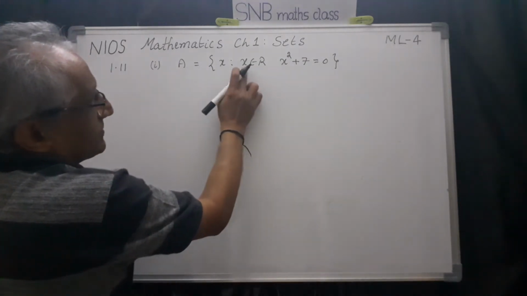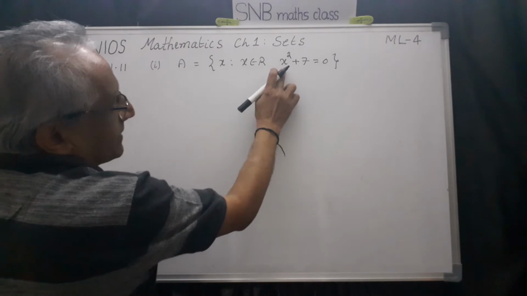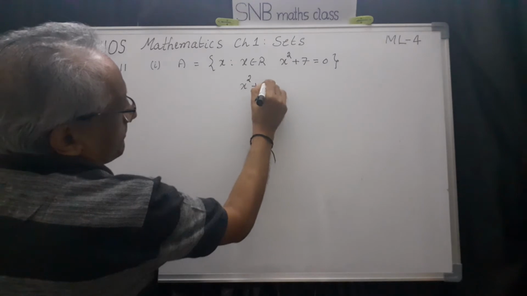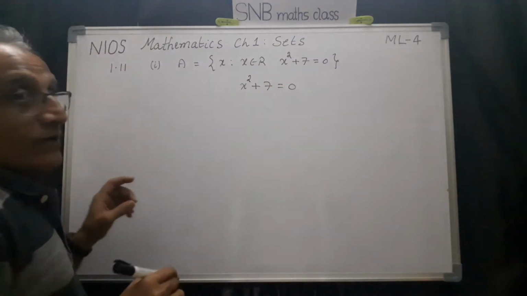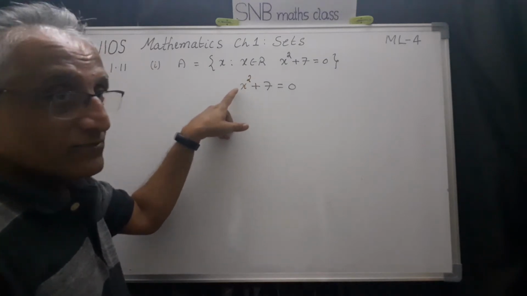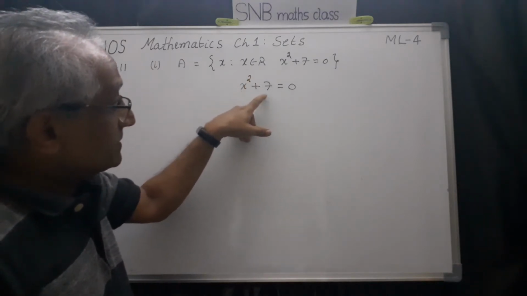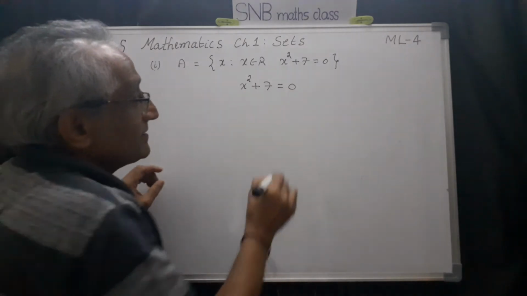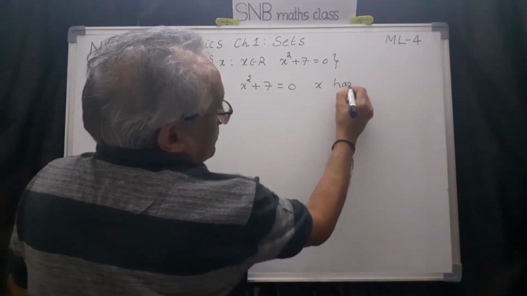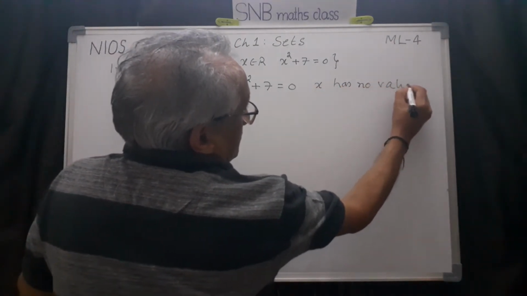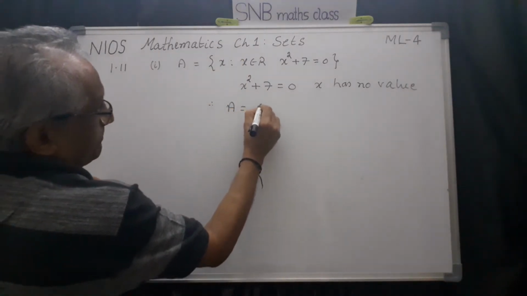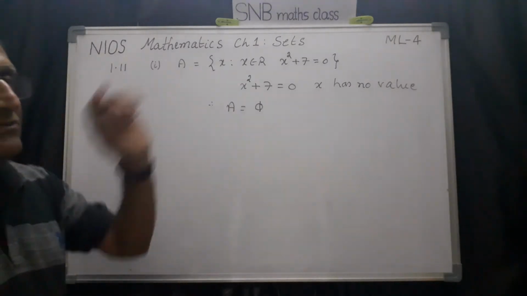See here condition is first x should be real number, x square plus 7 equal to 0. Now look at this one, x square plus 7 equal to 0. Whatever real value x you take here, square of that is always positive. Positive number plus positive cannot be 0. This means there is no such x here. So x has no value satisfying this. So therefore, what is A now? It should be pi. So it cannot have any element.